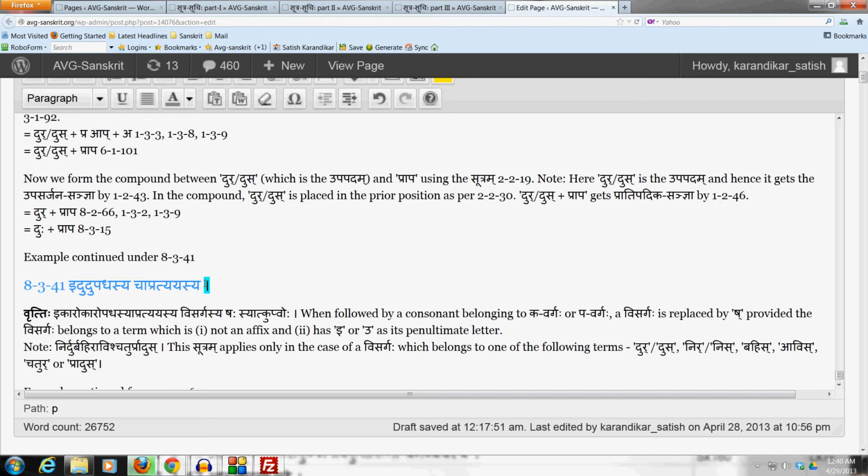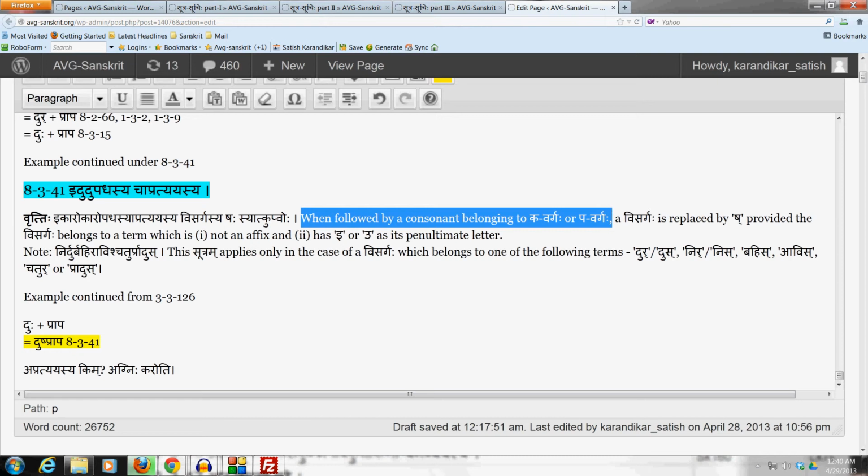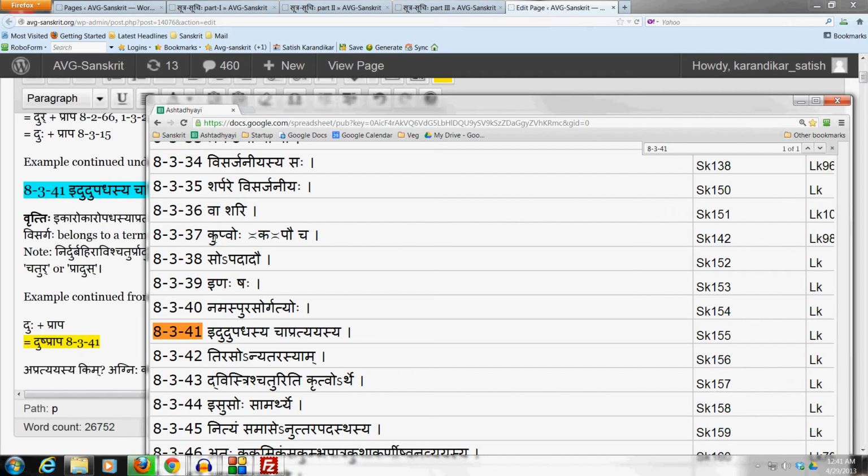So now what we do, we replace the visargaha by murdhanya shakaraha. We have duh plus parapa. The visarga is also followed by a letter of the pa vargaha. Also, a condition to apply this sutram is that the visarga has to be followed by a letter of the pa vargaha or the ka vargaha. The anuvritti of kupvoho comes down from 8.3.37.